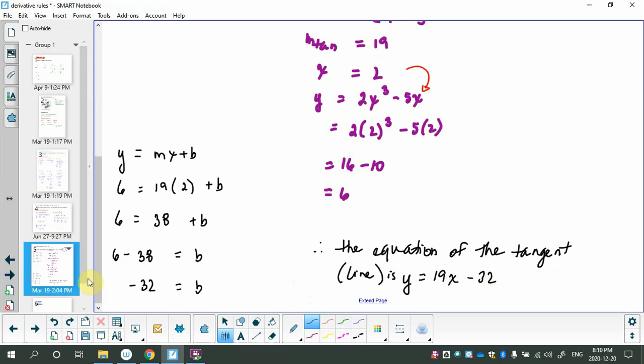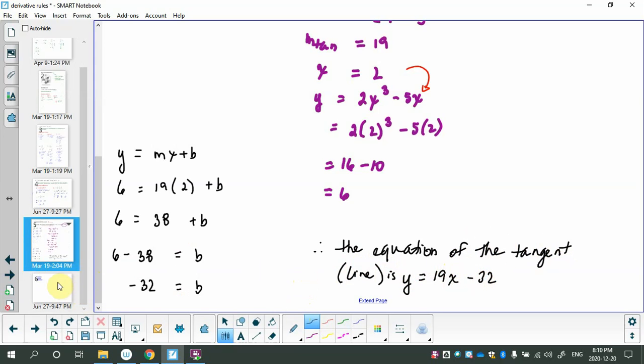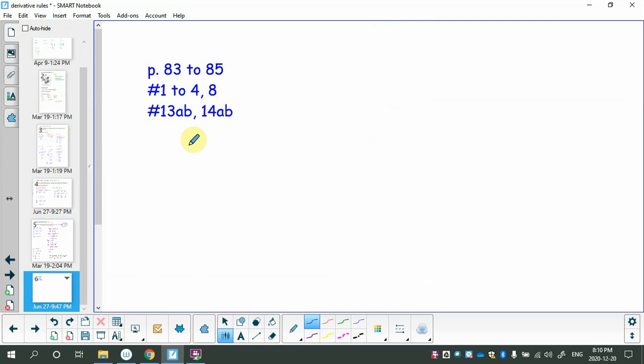The end. So the stuff that is in the textbook for calculus and vectors, so unfortunately this isn't a workbook type course, it's a textbook type course. This is the textbook stuff. So 1 to 4 on page 83 to 85, number 8, and then when you get to 13, just A and B, and 14, A and B.